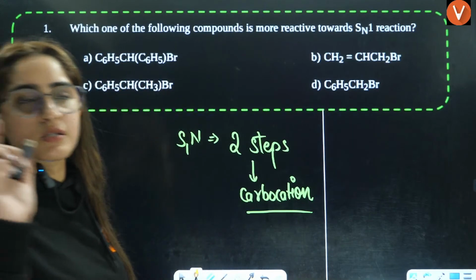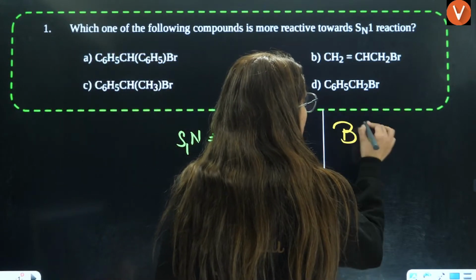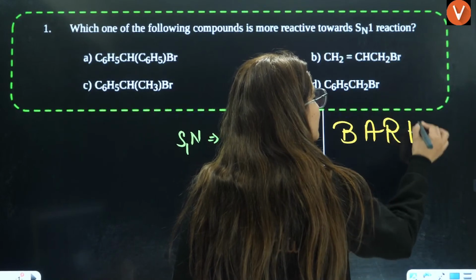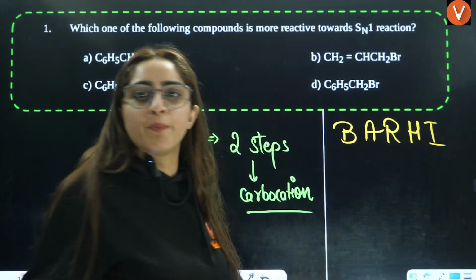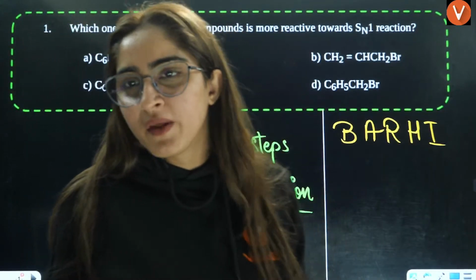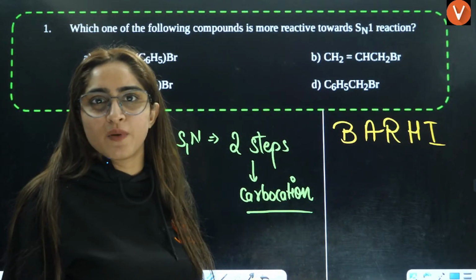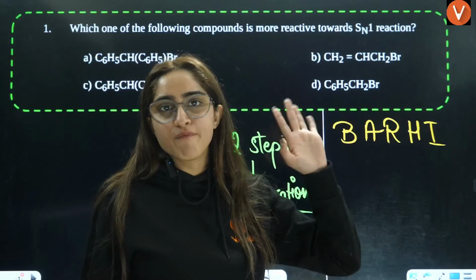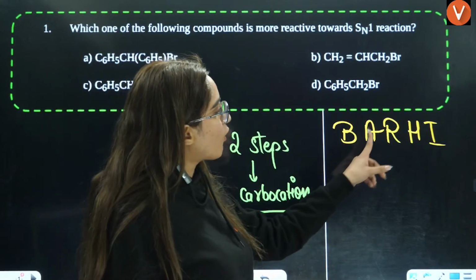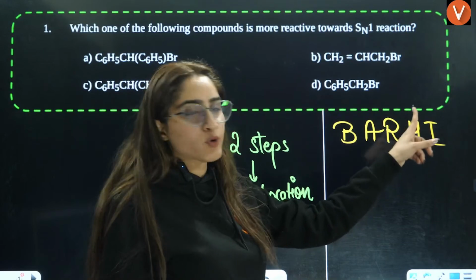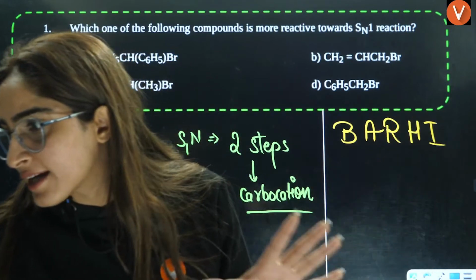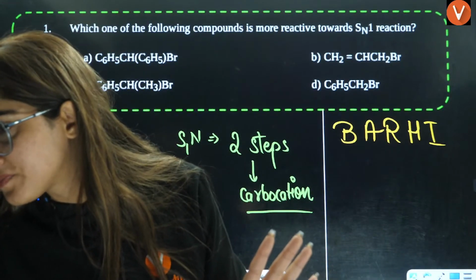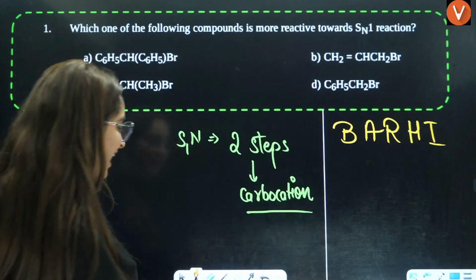The stability of the carbocation is always based on BARHI. Like you eat barfi, when you get good marks in PU you will say barfi, so like that we have BARHI. That is back bonding, aromaticity, resonance, hyperconjugation, inductive effect.